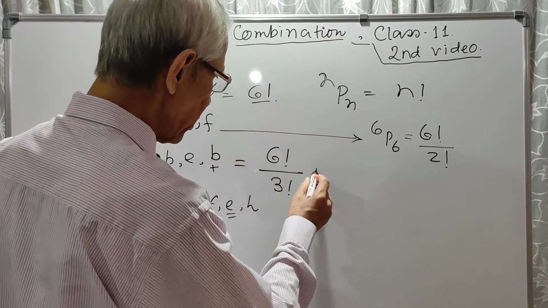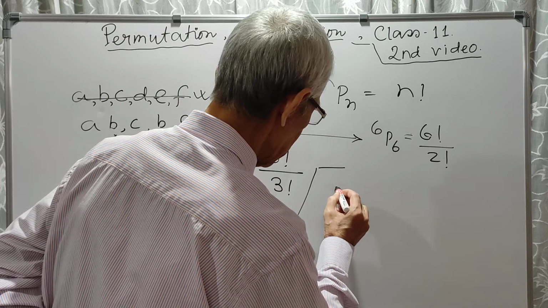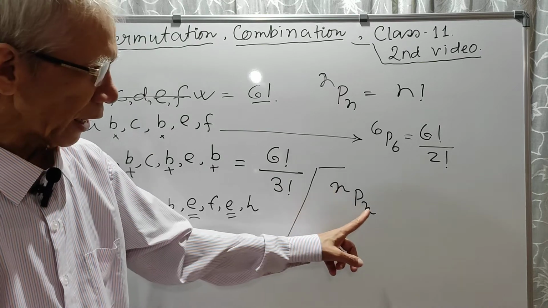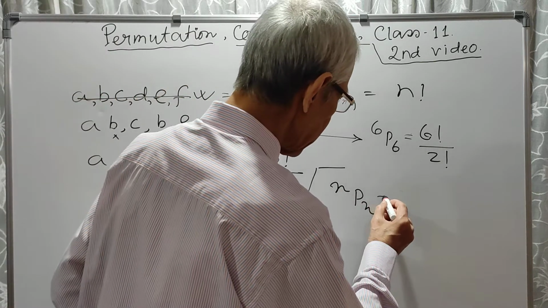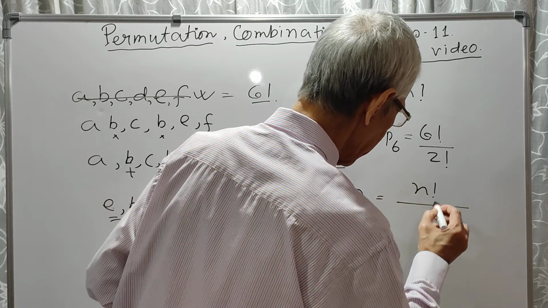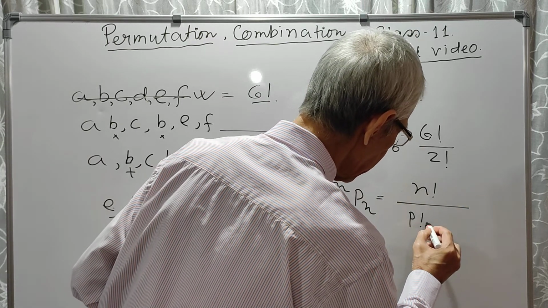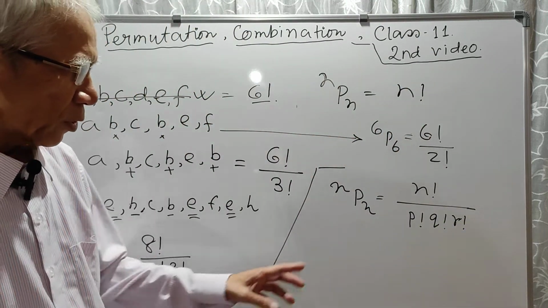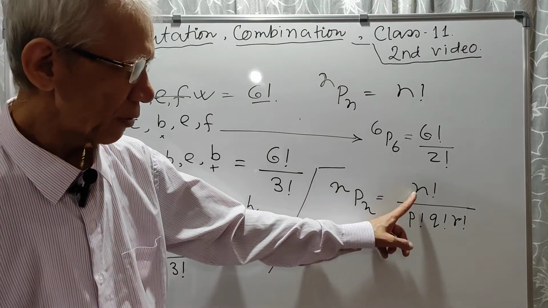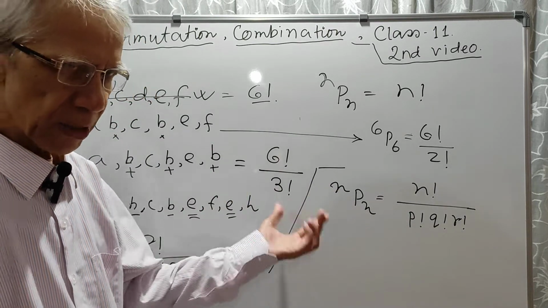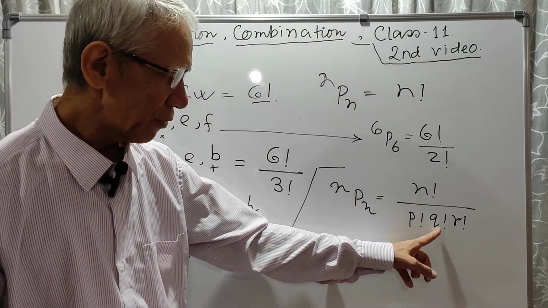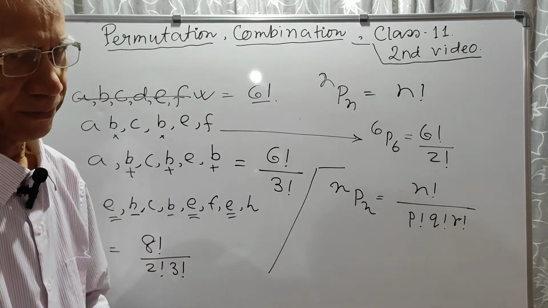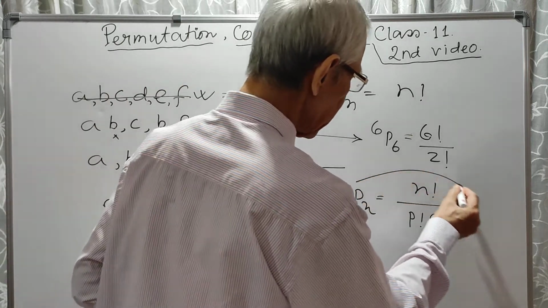So that means if there is repetition, then the formula is this. The number of permutations of n things, taking all n at a time, will be factorial n divided by factorial p, factorial q, factorial r, etc. Suppose one object is repeated p times, therefore divide by factorial p. Another object is repeated q times, so divided by factorial q. And the third object is repeated r times, so divided by factorial r. So this is the formula if there is repetition.